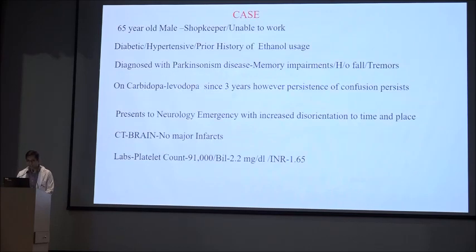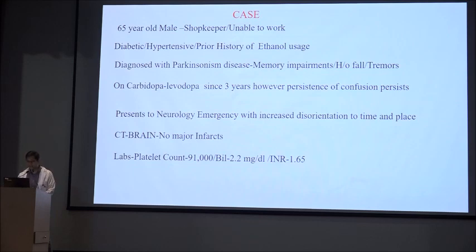So this is a case. I'll come back to it in the end, but I'll just ask people to observe it. So this is a 65-year-old male. He's a shopkeeper. He's unable to work. According to him, he's not able to sit in his shop. He's diabetic, hypertensive. He has a history of ethanol usage. He was diagnosed by a neurologist with Parkinson's disease. He has certain memory impairments. He has a history of falls, and there are certain baseline tremors that he has. He has been on a combination of carbidopa and levodopa.